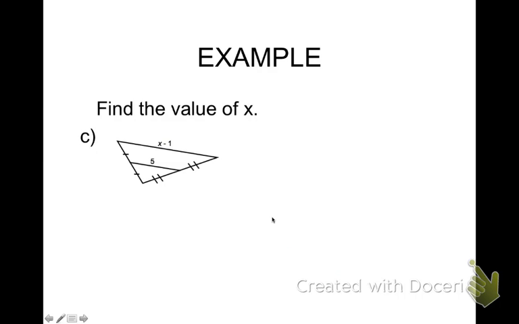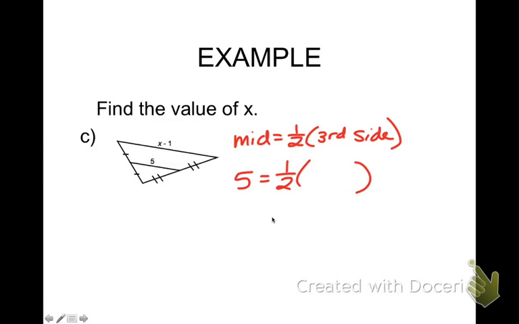Okay, looking at C, again keeping in the same concept that your mid-segment is equal to half your third side. What is my mid-segment's length? 5 is equal to 1/2. What's my third side? x minus 1. Ooh, what do we do there? What would you do, Riley? I said, okay, let's double 5 and then add 1 to that. Why would you double both sides?